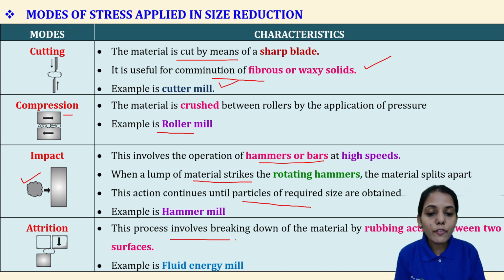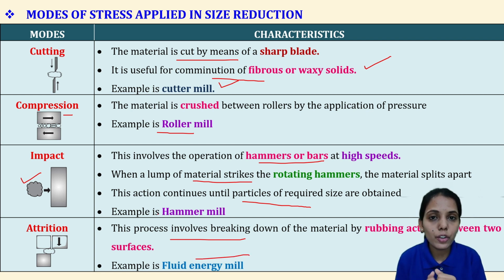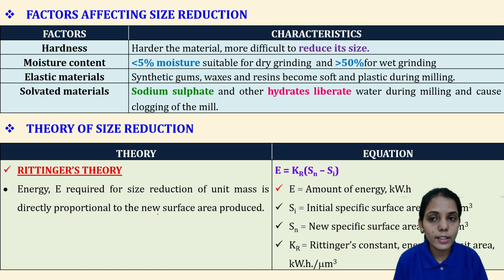Attrition. This process involves breaking down of the material by rubbing action between two surfaces. Example, fluid energy mill. So between two surfaces, if any attrition occurs, then size reduction will occur. So that is nothing but the fluid energy mill, which works on this principle.